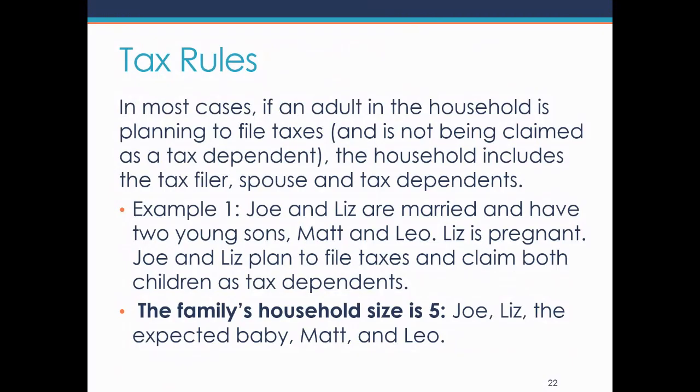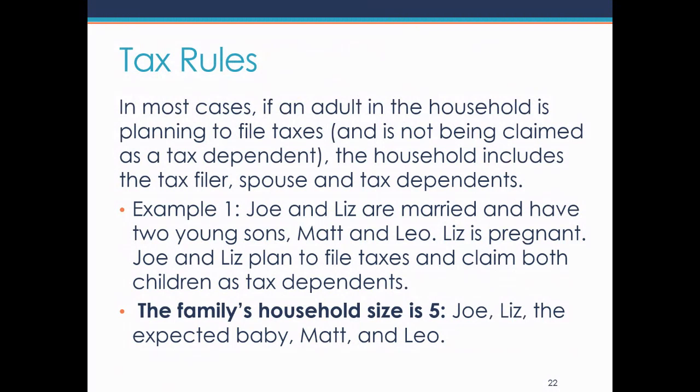So using our handout, let's use Joe as the target. Starting at the top of that handout, first, we ask ourselves, is Joe planning to file taxes? And he is. So then we ask if he will be claimed by anyone else as a tax dependent. And he will not be. So the answer is no. Which brings us to the next block, which is, if no, include the target, which is Joe, the target's spouse, which is Liz, and all of the target's tax dependents, which is both children, Matt and Leo. So we're currently at a household size of 4.